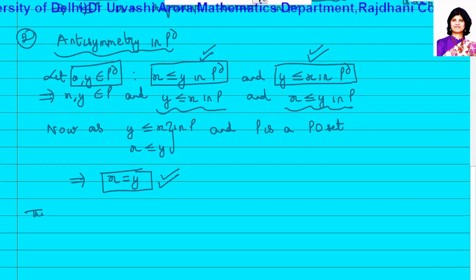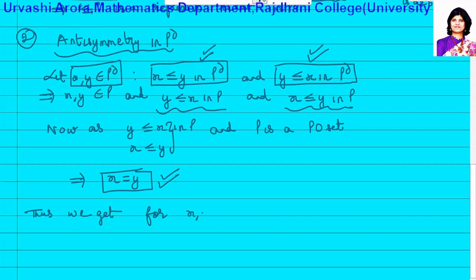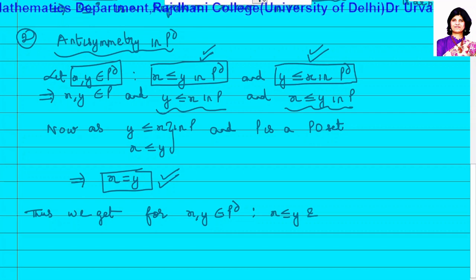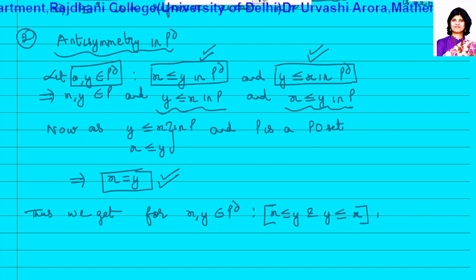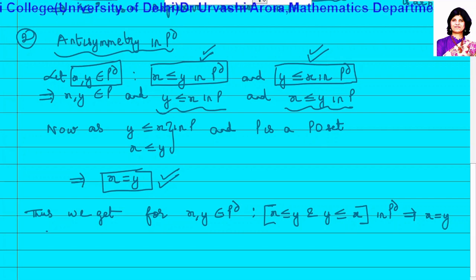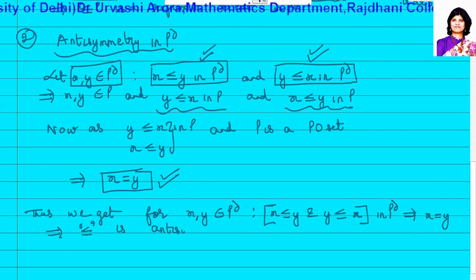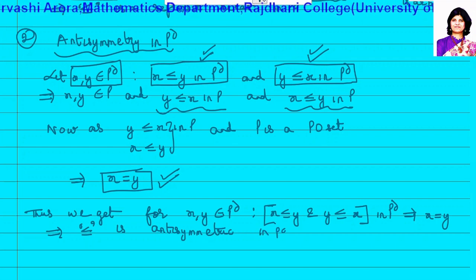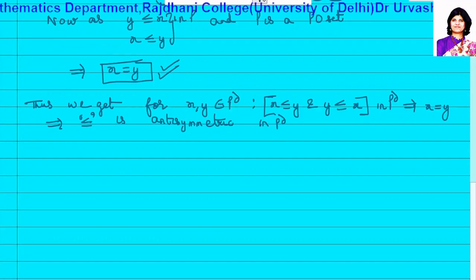Thus we get that for any x and y belonging to P dual such that x is related to y and y is related to x in P dual, this implies x is equal to y, which implies that less than or equal to is antisymmetric in P dual, or in other words, antisymmetry holds in P dual. So this is the second property that we were trying to show, antisymmetry.